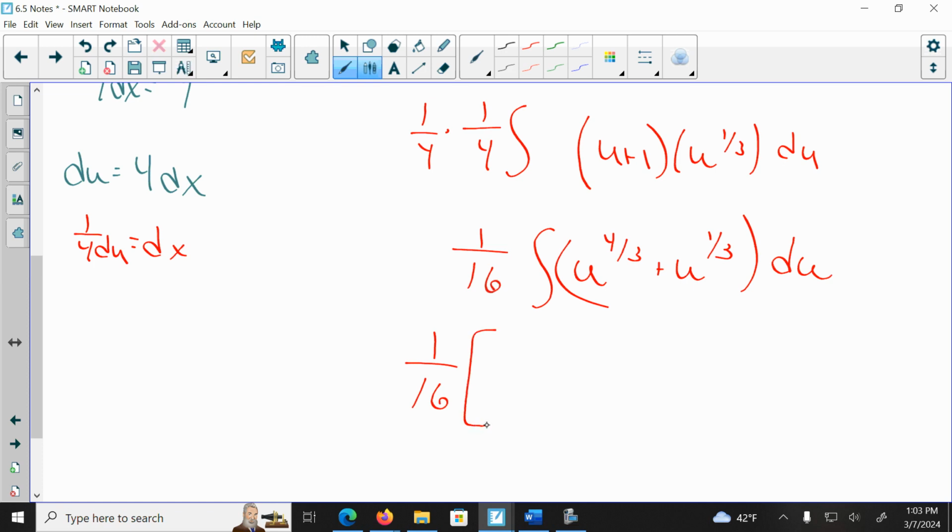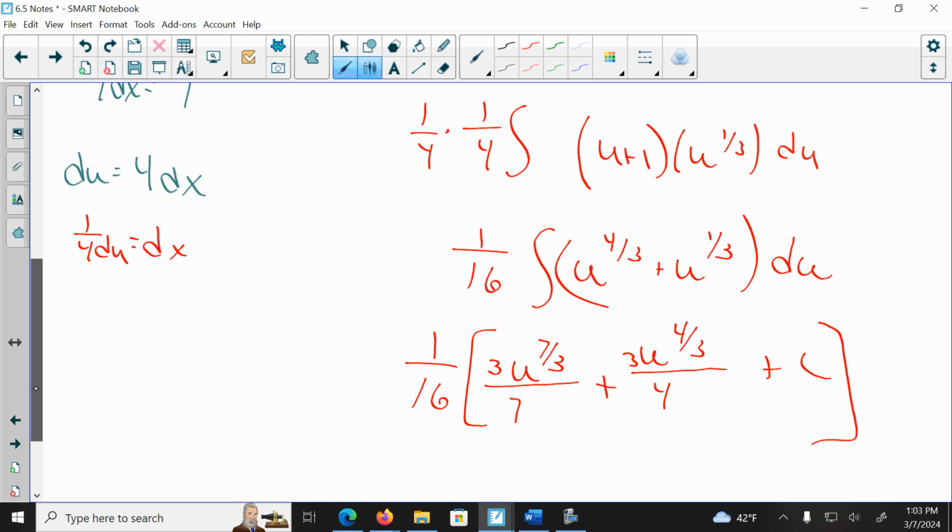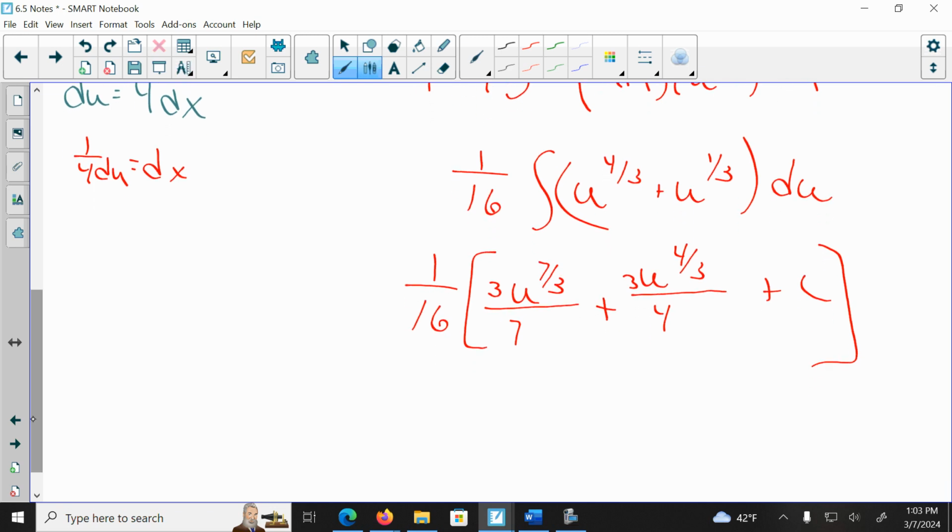I add 1 to 4/3. When I add 1 to 4/3, that will be 7/3. So I divide by 7/3 or multiply by 3/7. Plus, add 1 to the 1/3, and then divide by 4/3 or multiply by 3/4. Ugly.